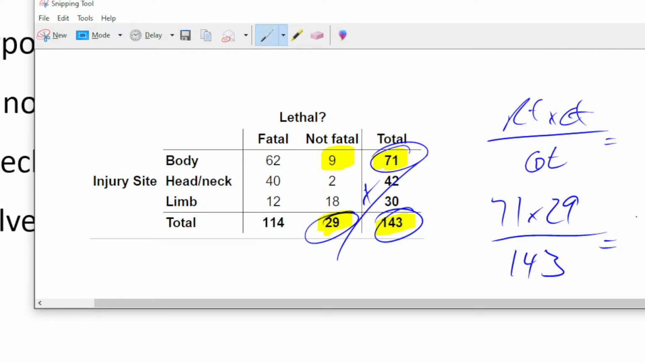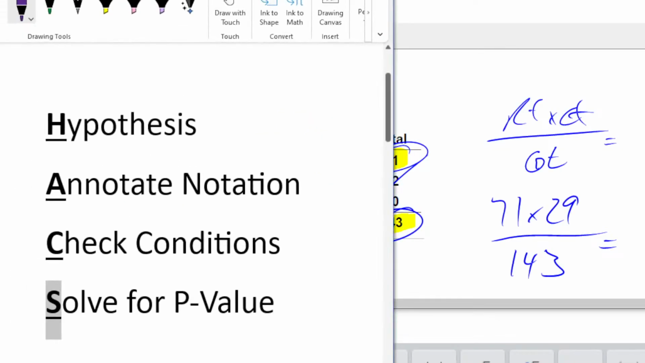And solving all these out is not a bad idea. It creates the muscle memory of solving them, and then you remember how to solve them for the test. Like, oh yeah, row total times column total over grand total. 14.4, that sounds about right. So let's see. Now here's the easy way to do it.